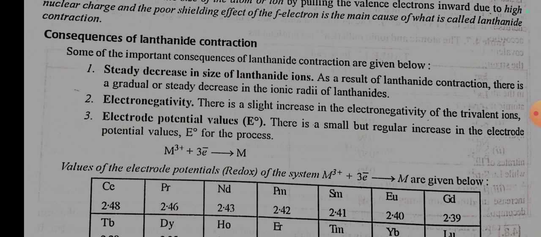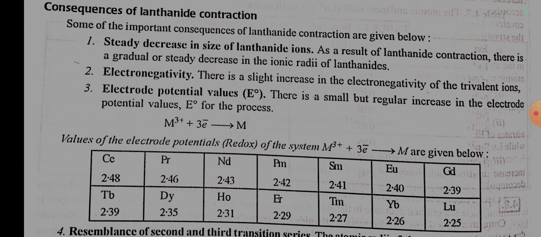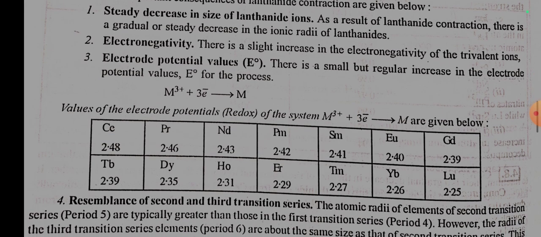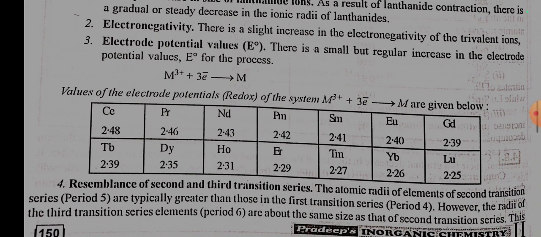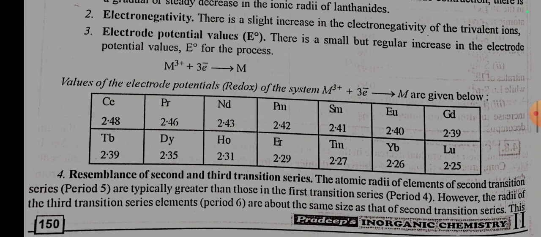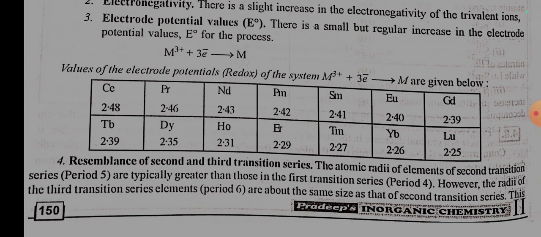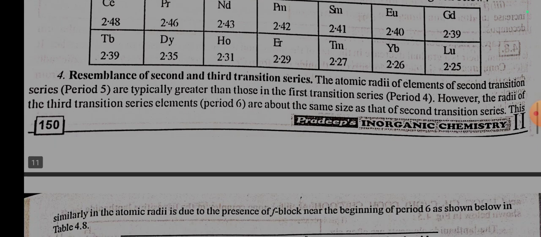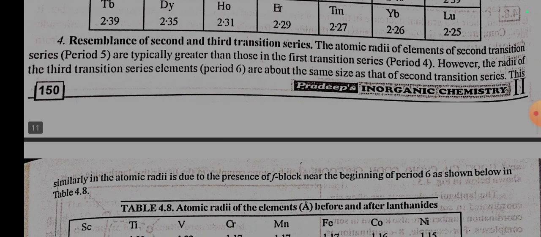Number 1. Steady decrease in size of lanthanide ions. As a result of lanthanide contraction, there is a gradual or steady decrease in the ionic radii of lanthanides. Number 2. Electronegativity. There is a slight increase in the electronegativity of the trivalent ions. Number 3. Electrode potential values. There is a small but regular increase in the electrode potential values E0 for the process.